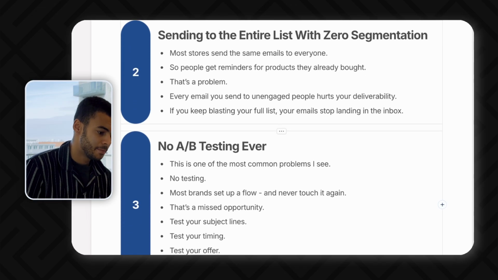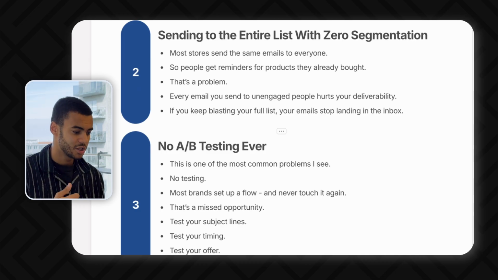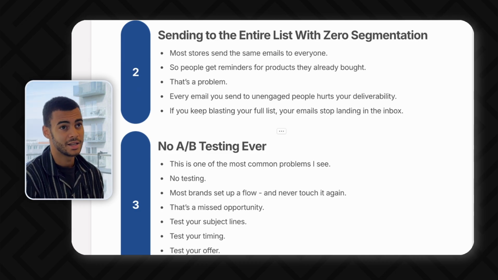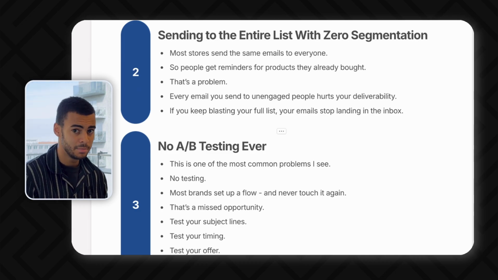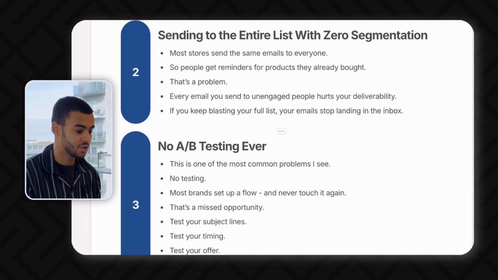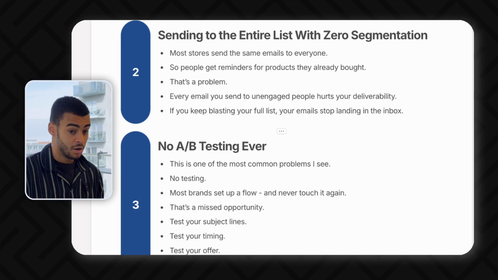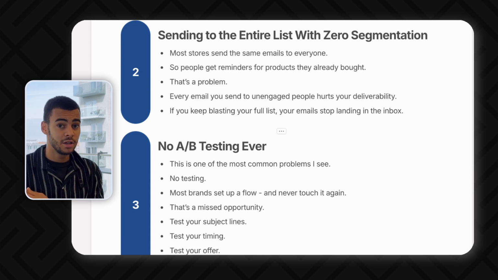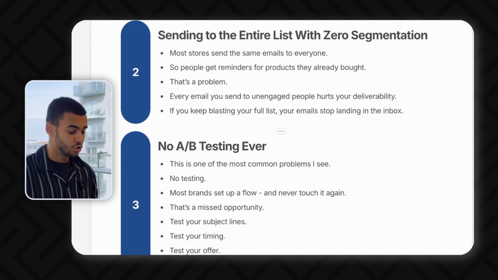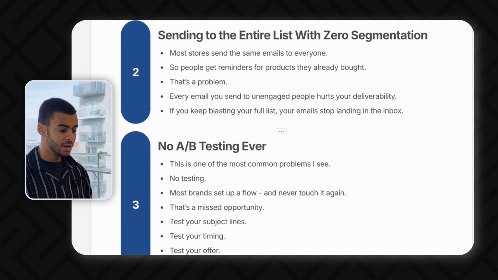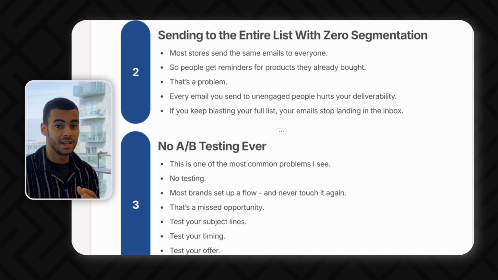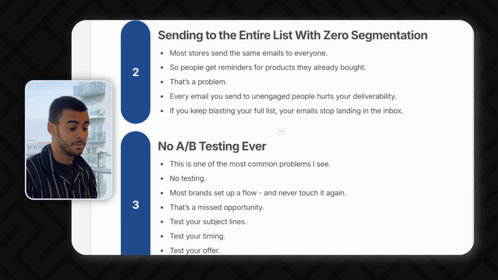Then the second mistake is about sending to the entire list without segmentation. I see this all the time when people send email campaigns: they just blast to the whole list. For example, if someone has looked at a product they already bought, they shouldn't get a reminder about that product. Also, sending to everyone, including unengaged people, hurts your deliverability score. If you keep blasting your whole email list, you will start landing not in the primary inbox, but in the spam folder.